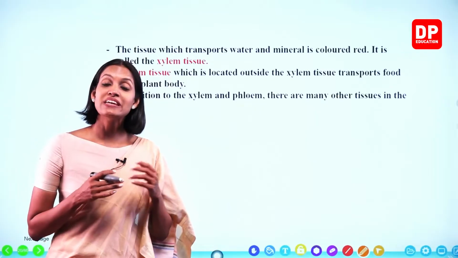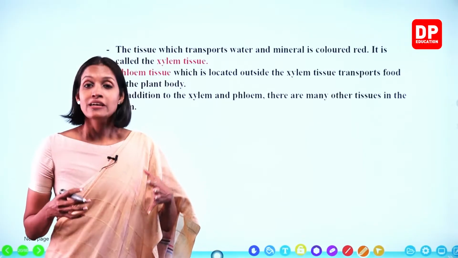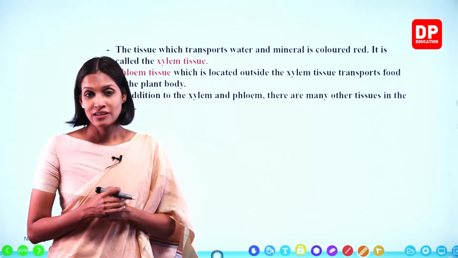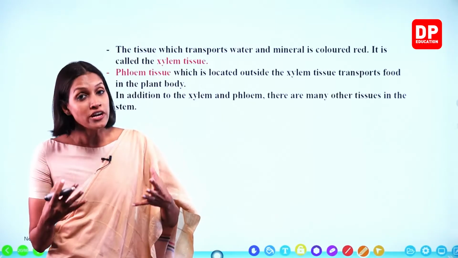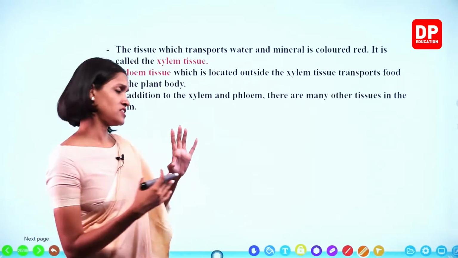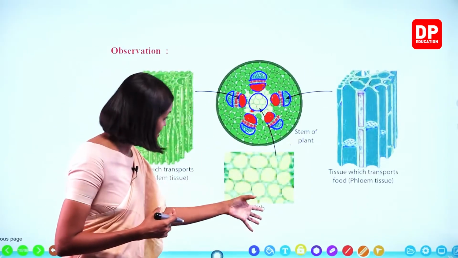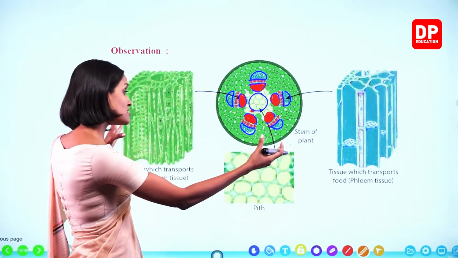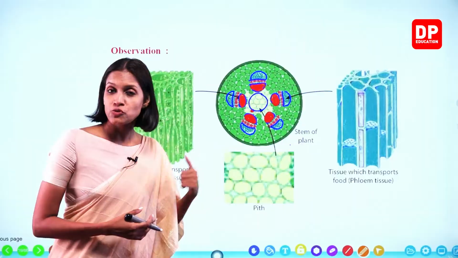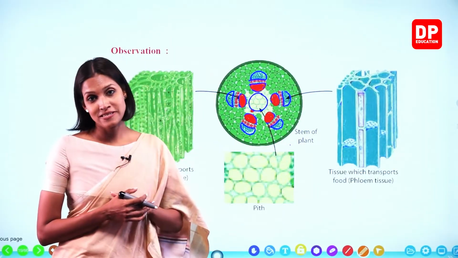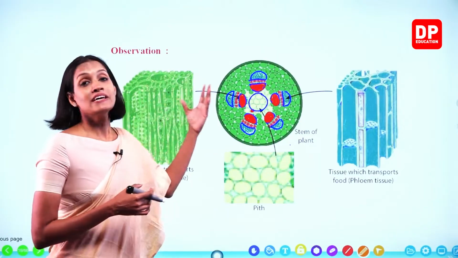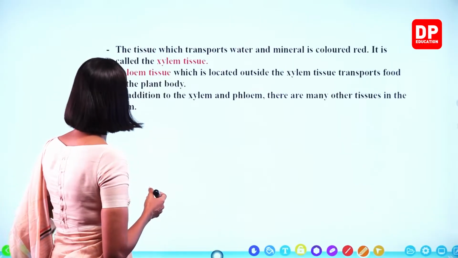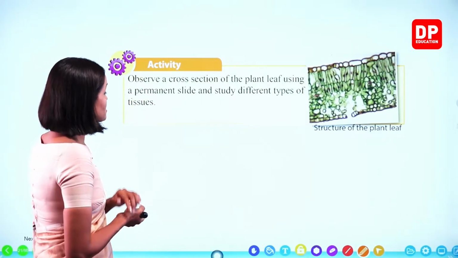Understand, children? So it's very clear that an organ is made as a combination of several tissues. And an organ has a specific function or functions. Now here, when we take the plant stem as an organ, what are the main functions? According to these tissues, it transports water throughout the plant. It transports food throughout the plant. So an organ has a specific function or functions. Right, children? Okay. We have another activity to do.